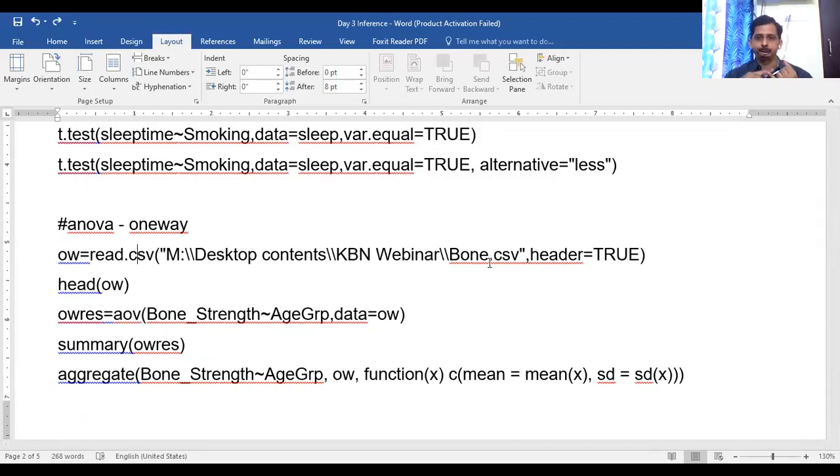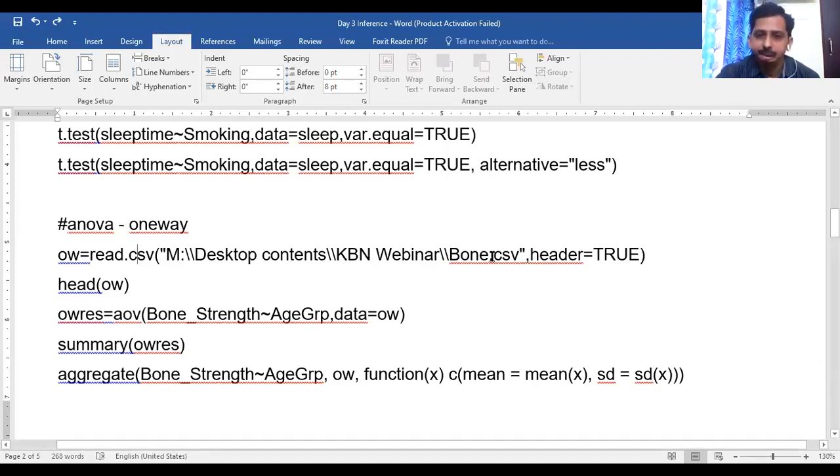Let us take 15 to 25 as the young age group, 25 to 45 as the middle age group, and 45 and above as the elder age group. And they have measured the bone mineral density, bone strength, in these three age groups. Now, the three groups of age are independent of each other. The factor is age.